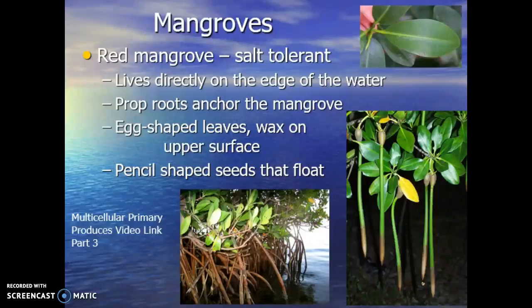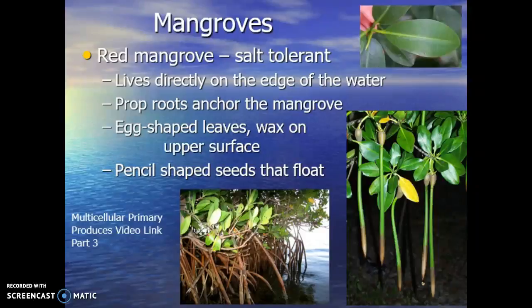So we talked about the seagrasses, and then we also talked about the marsh plants or the salt marsh plants, and we left off with the mangroves. So we talked about red mangroves. That's where we left off. Red mangroves grow right on the shore. They create islands. They have adaptations to survive with salt water around them.